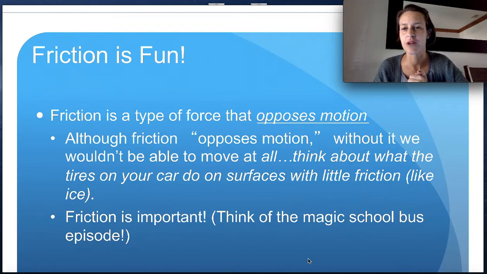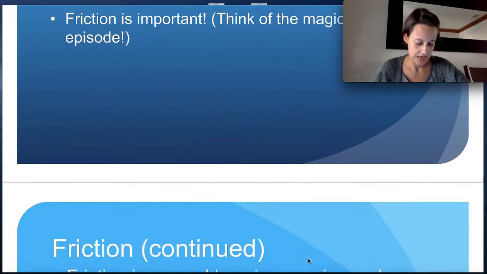In class, we're going to watch the Magic School Bus, one of the old ones where they play baseball without the use of friction, and it's a great example of what would happen if we didn't have friction. So you can look that up probably on Netflix or YouTube if you want to see it. But the big idea is just that although friction opposes motion, it's also extremely important for motion to occur.